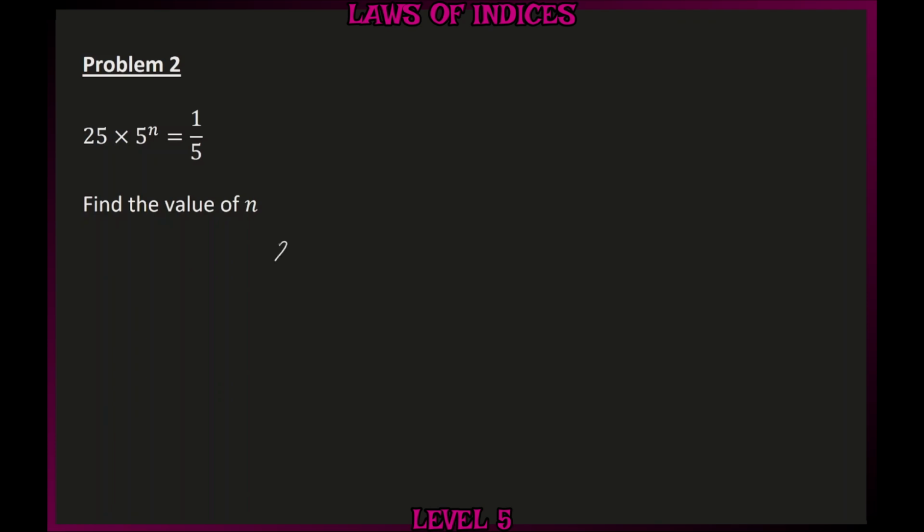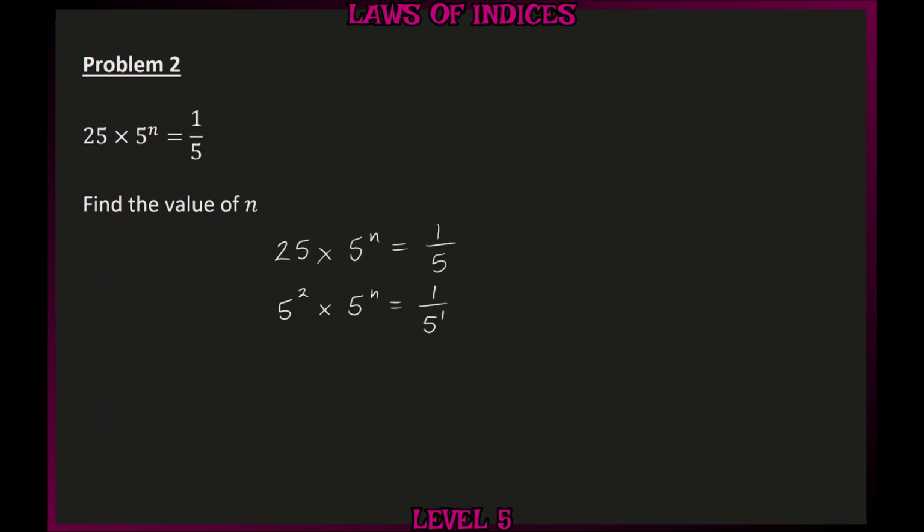So 25 multiplied by 5 to the power of n is equal to 1 over 5 can be rewritten as 5 squared, because 25 is 5 times 5, multiplied by 5 to the power of n is equal to 1 over 5. And we can write this as 1 over 5 to the power of 1.